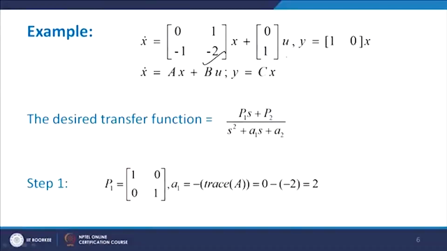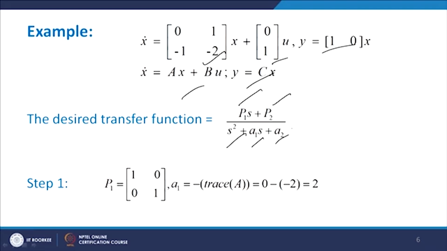So, we have taken the same example which we have taken earlier. So, x dot equals Ax plus Bu, and what is the desired transfer function? My desired transfer function is (P1 s + P2) divided by (s^2 + A1 s + A2). This is required to be determined.